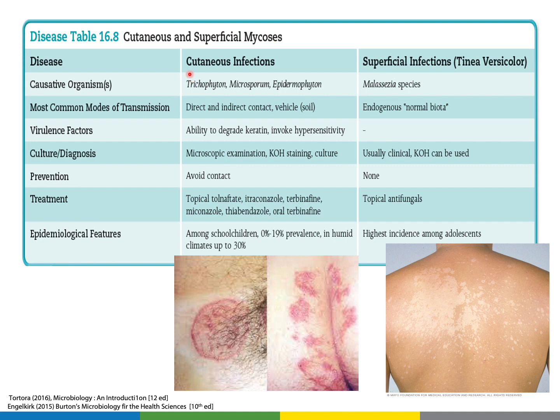So here on the table is just a summary of the cutaneous and superficial mycosis. For cutaneous mycosis, you have Trichophyton, Microsporum, and Epidermophyton as the most common causative agents. Your superficial mycosis is caused by Malassezia species. So what is cutaneous infection? There are a lot of organisms that cause cutaneous infection, but the most common again are your three organisms: Trichophyton, Epidermophyton, and Microsporum.